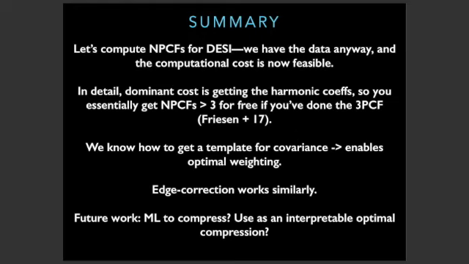And as I've said in the last little bit of this talk, we know how to get a template for the covariance matrix in the Gaussian random field limit. So at least on moderately large to large scales, we're not in the situation where we need to look at a huge amount of mock catalogs to do this. We actually have a smooth template that should therefore be invertible. So we know how to optimally weight the data. Edge correction for survey boundaries works similarly. I didn't show you, but it does.